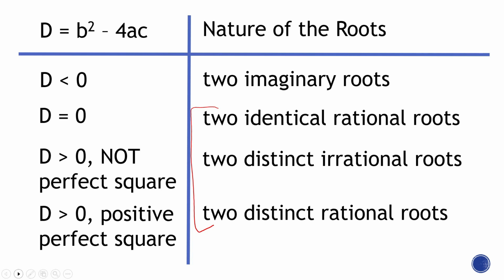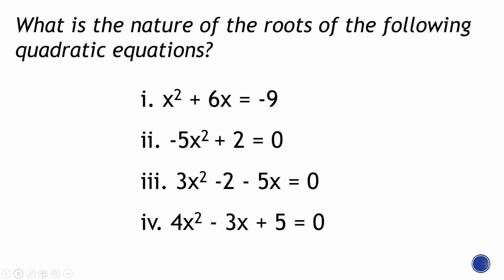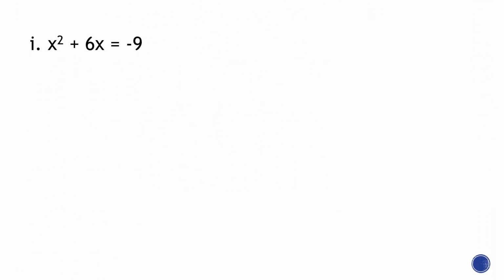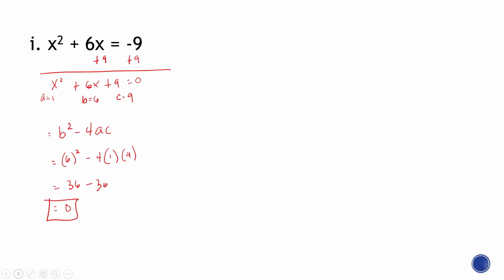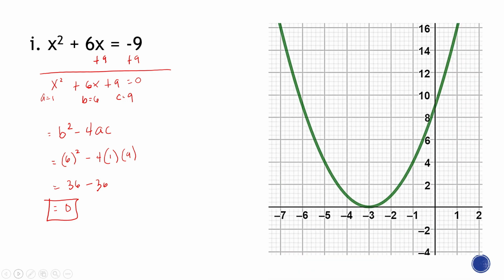Okay, so we will not solve this, meaning we will not find the roots of this one using factoring or quadratic formula. But by just looking at the graphical representation of this one, we'll identify the roots. So this is the graphical representation. It says there are two identical rational roots, and those roots are -3 and -3.